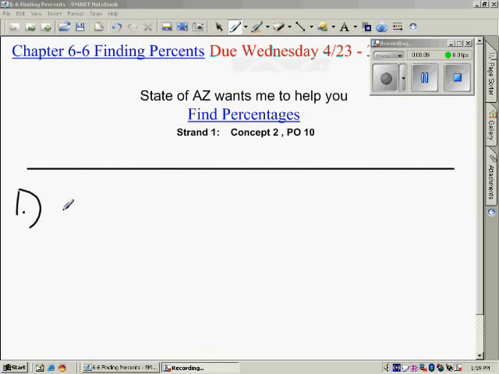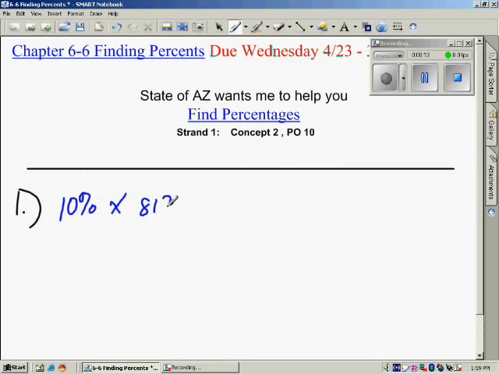Number 1, we have 10% of 812. We go up to the chart and we find 10%, that's 1 over 10, times 812 over 1. We got our fraction now. Let's go ahead and simplify before we multiply.